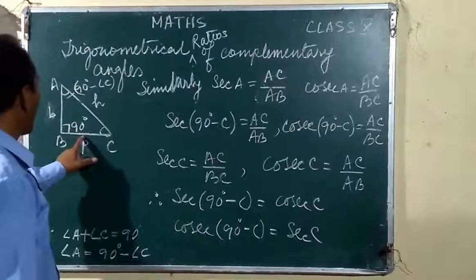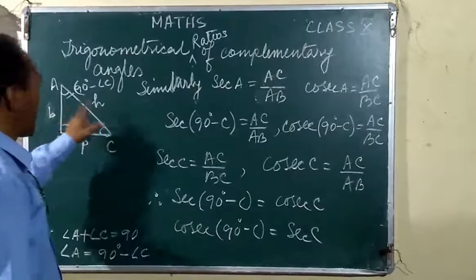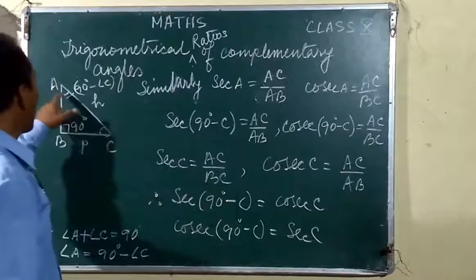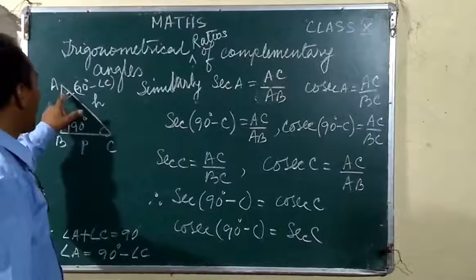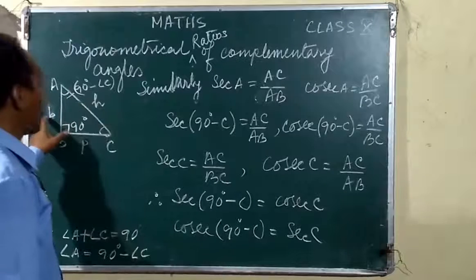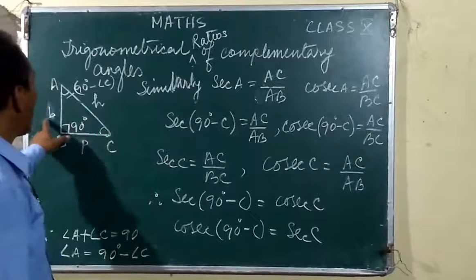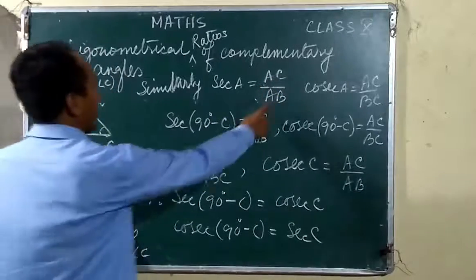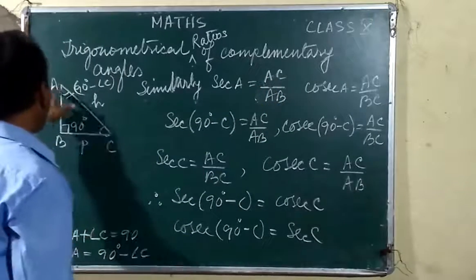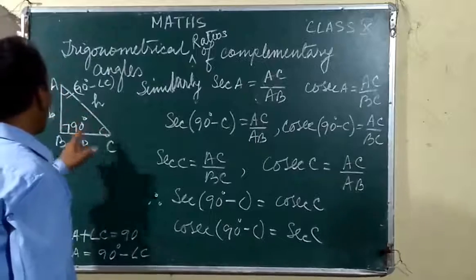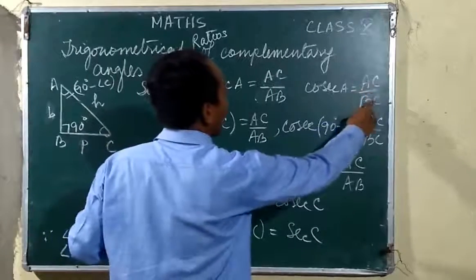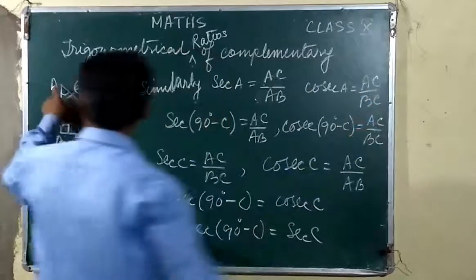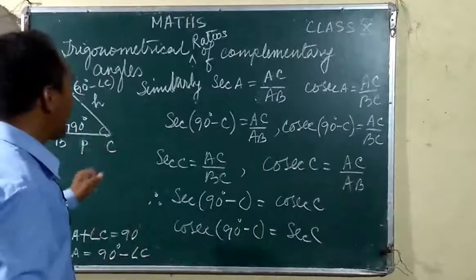So this is perpendicular, this is base, and this is hypotenuse. So what is the ratio of sec A? Sec A is hypotenuse by base. So hypotenuse is AC and base is AB. Similarly, cosec A is hypotenuse by perpendicular, AC by BC. AC is the hypotenuse, BC is the perpendicular.